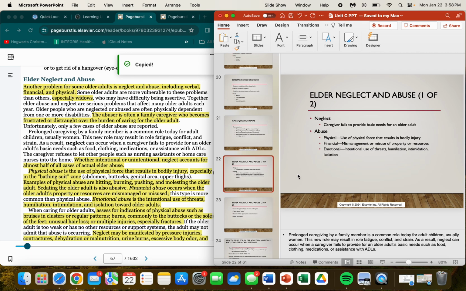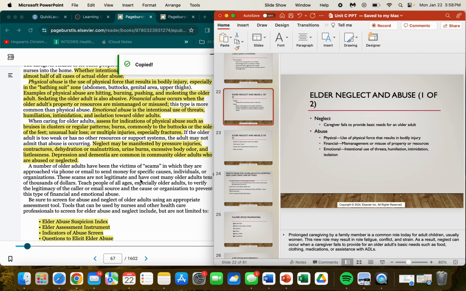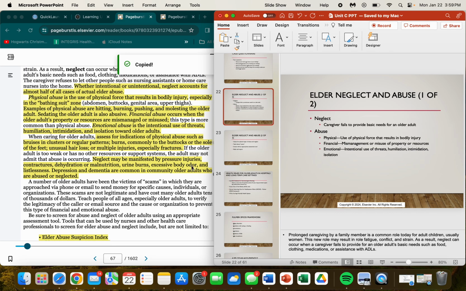This defines each type of abuse. Physical is obviously using physical force, financial is mismanaging their money, and emotional is the intentional use of threat or humiliation. On top of that, it could be sexual abuse. Neglect can be intentional or unintentional and accounts for almost half of cases.